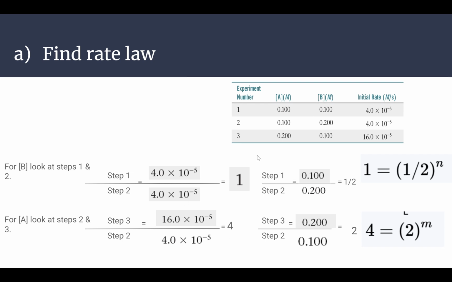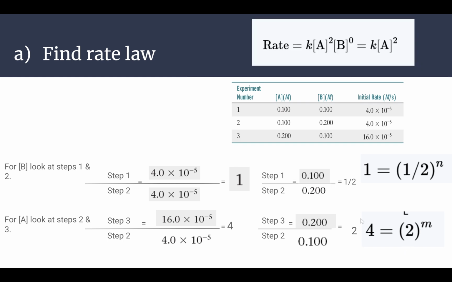And then looking at A, we can go from steps 3 and 2 because that's when A changes, and we know that B doesn't have an effect, so it doesn't matter that B is changing for this one. If we take step 3 over step 2, we get 16 times 10 to the negative fifth over 4 times 10 to the negative fifth, which is 4. So we're going to put that on this side. And then we have step 3 over step 2, or 0.2 over 0.1, and then we get 2 over here.